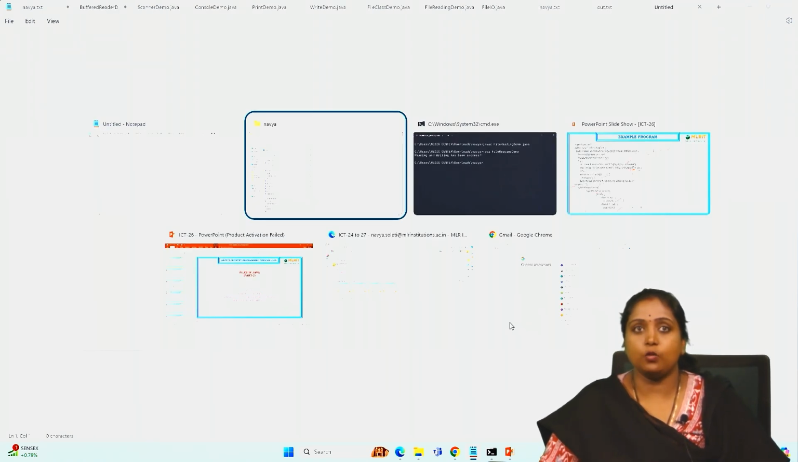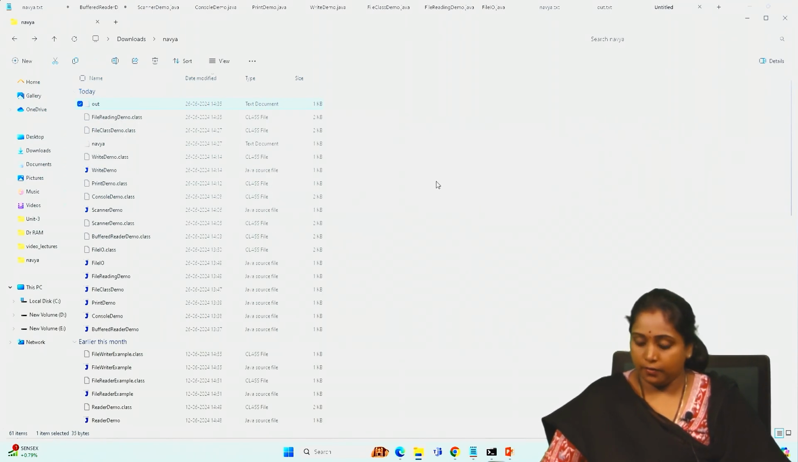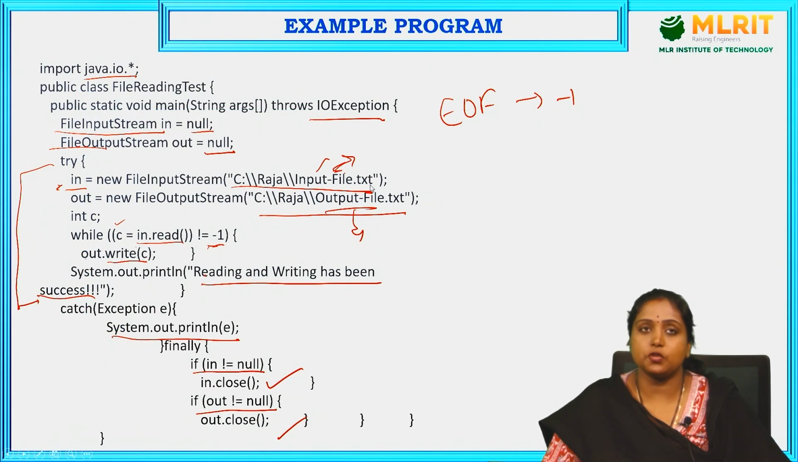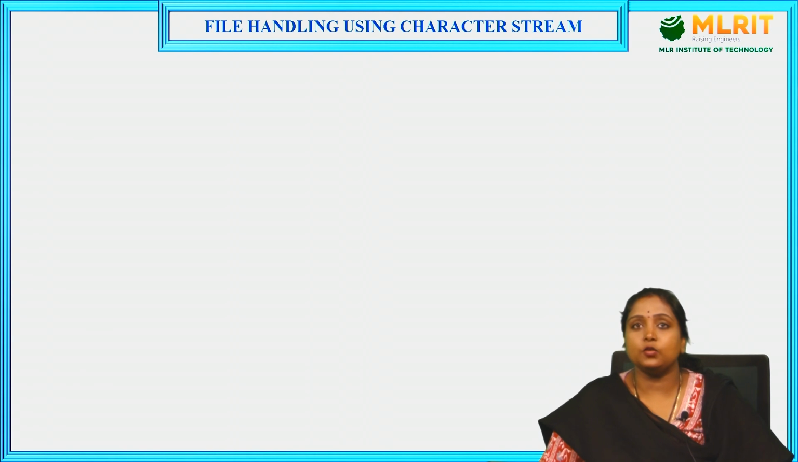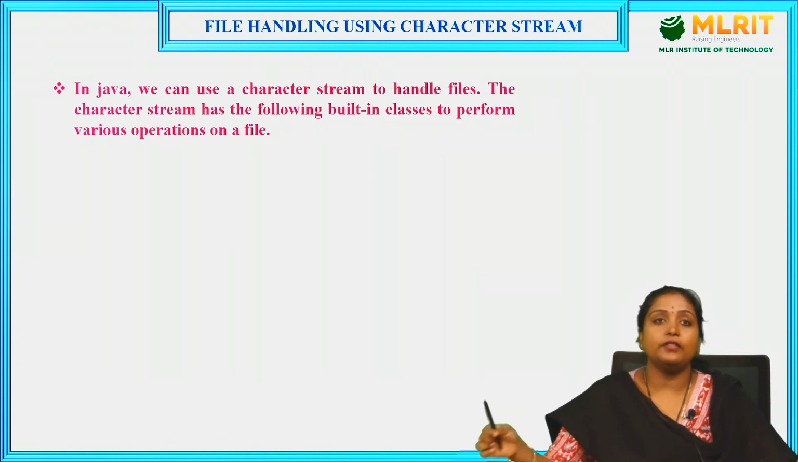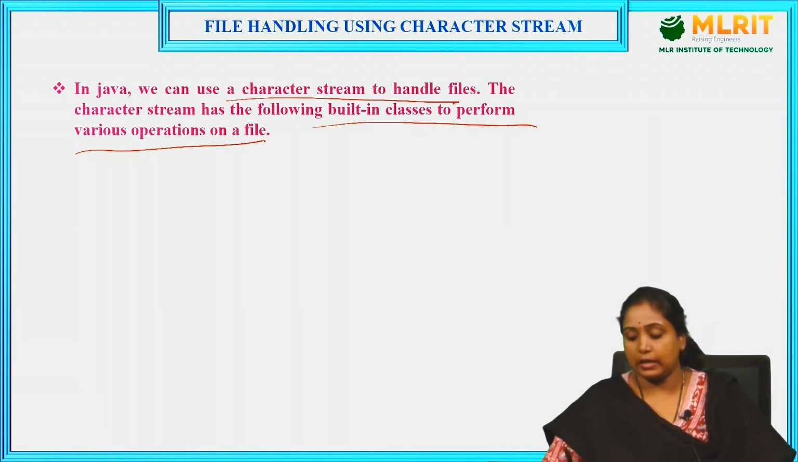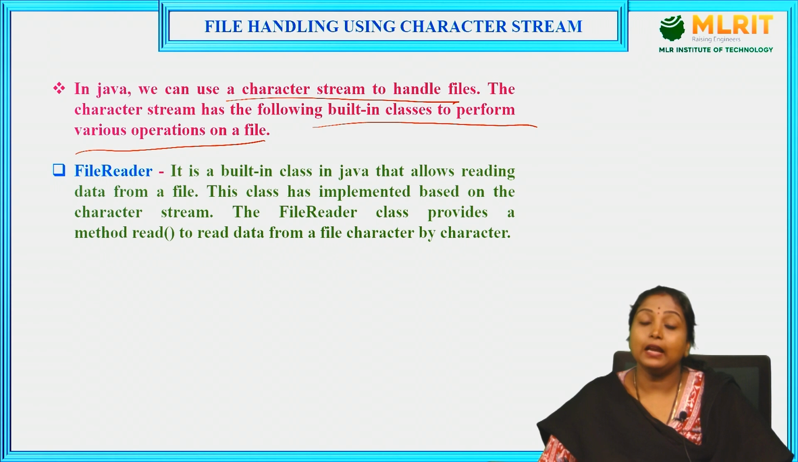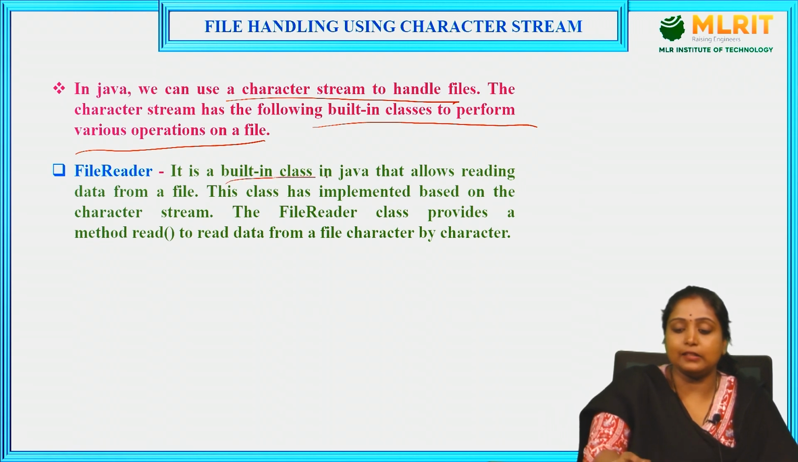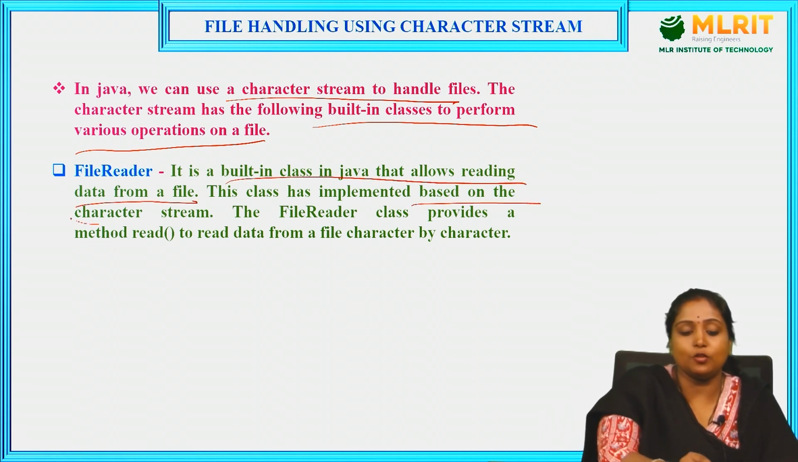So this is how you are going to read the data from a file using file input stream and file output stream. The second method is file handling using character stream. Here we can use a character stream to handle the files, and this stream is a built-in class to perform various operations on a file. In order to read the data from a file, you can use a file reader class. File reader is a built-in class in Java that allows reading the data from a file, and this class has been implemented based on a character stream.